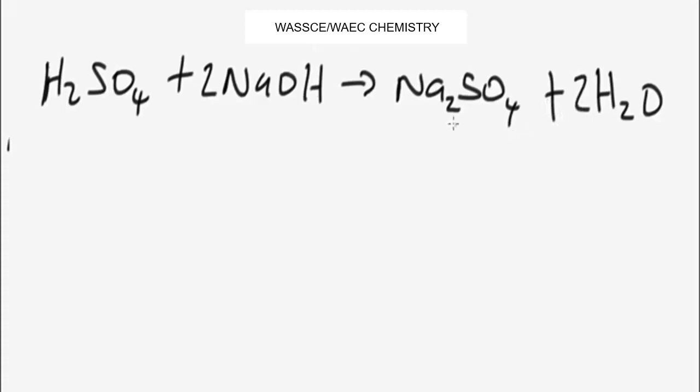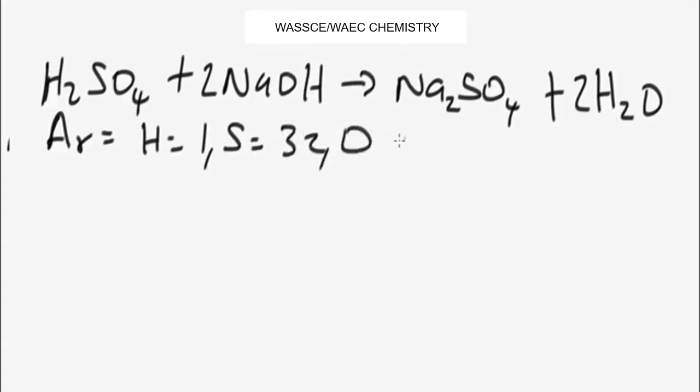Now feel free to pause this video and see if you can figure this out. Show that there is conservation of mass using the first example we just solved together. Follow the same procedure as in that example. Let me give you the relative atomic masses of these elements: hydrogen is 1, sulfur is 32, oxygen is 16, and sodium is 23.